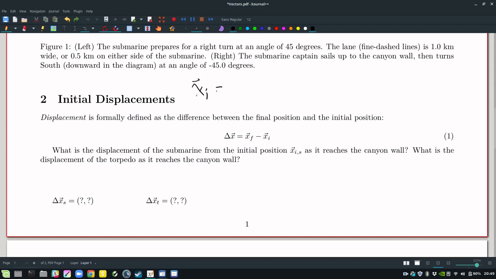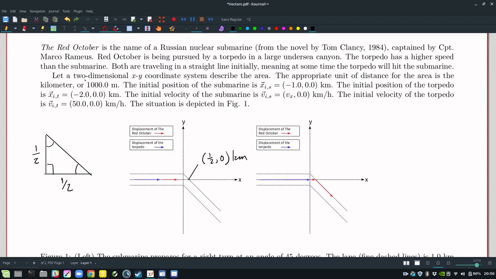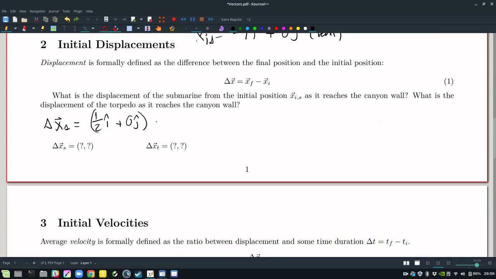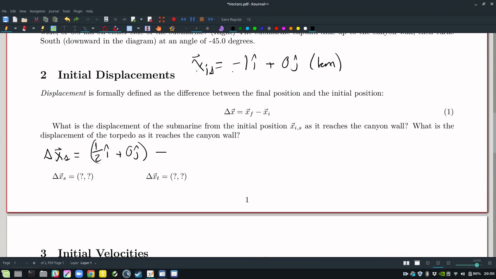The initial position of the submarine is -1 i plus 0 j, and those are in kilometers. And so the displacement of the sub will be the final position, that is 1/2 i plus 0 j. That's the final position here, minus the initial position, which is 1 kilometer back from the origin.